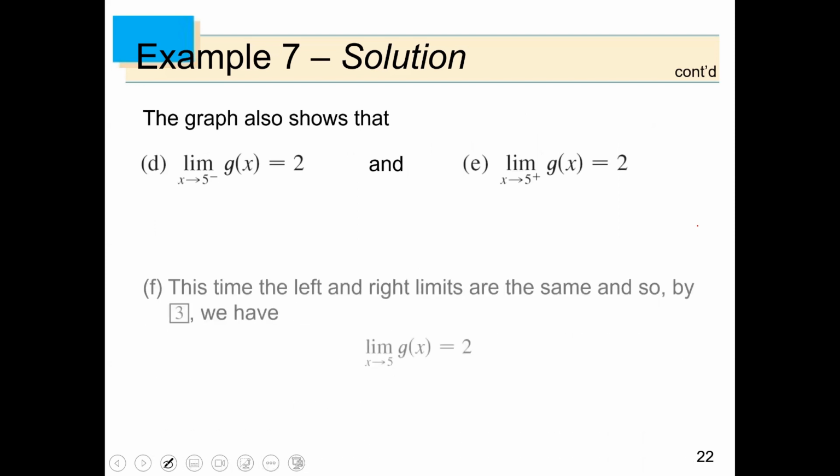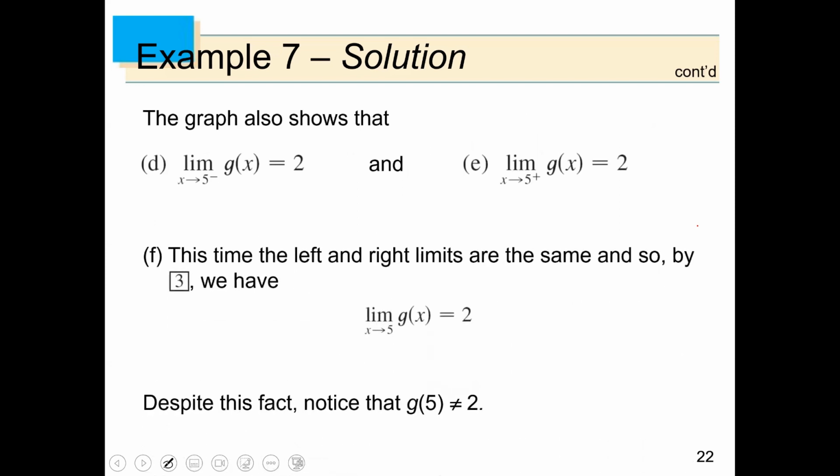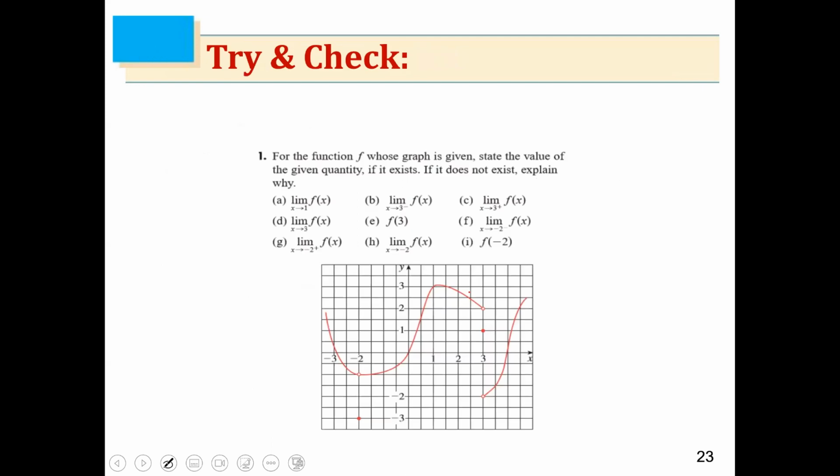Okay, I just put the conclusions here. We know that g of 5, of course, is not equal to the limit 2 in this example. Look at this, try and check.